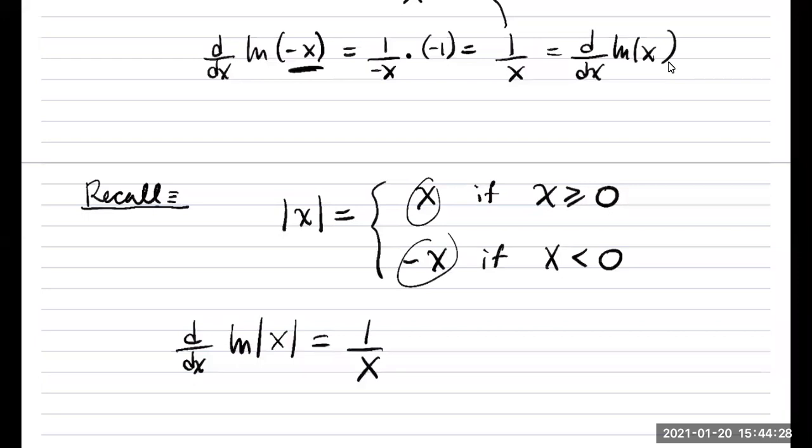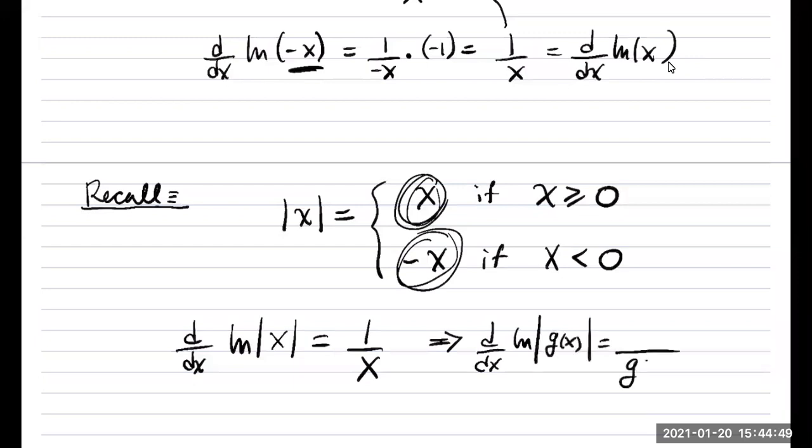Because no matter which expression for the absolute value of x you use, positive x here or negative x here, you're going to get the same result, okay? And by the chain rule, this implies that the derivative of the logarithm of the absolute value of any function is equal to the reciprocal of that function times the derivative of that function.